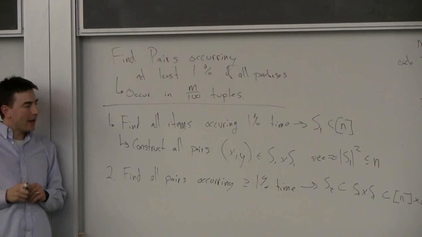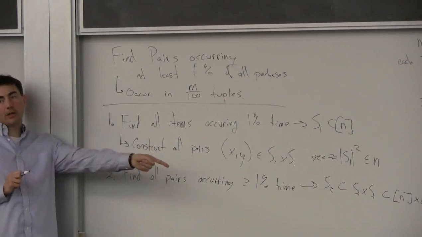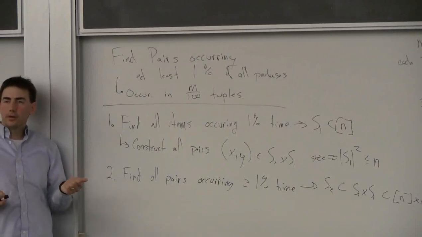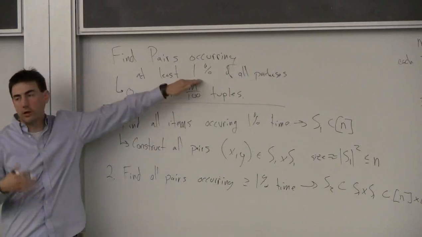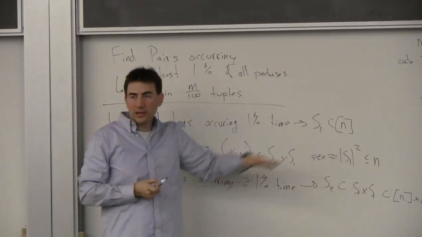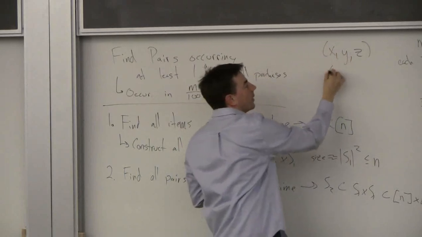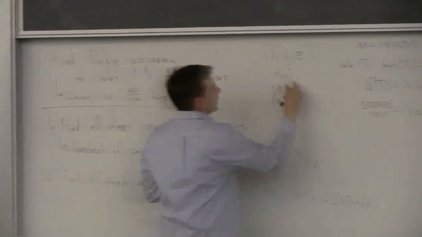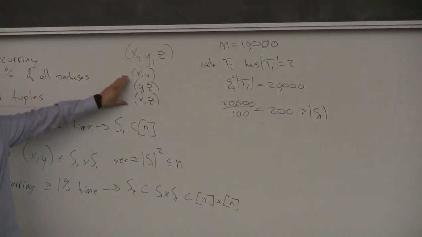The other thing is that now that we have all of these pairs which occur together a lot, we can really easily find all triples which occur together a lot. If we want to find all triples which occur in at least 1% of all of the purchases, then each of the items must be in the set S1, and a triple is going to be X, Y, Z. Each of these pairs, X, Y, Y, Z, and X, Z, must be in S2 now. I've already calculated the set, and each of these must be in here.